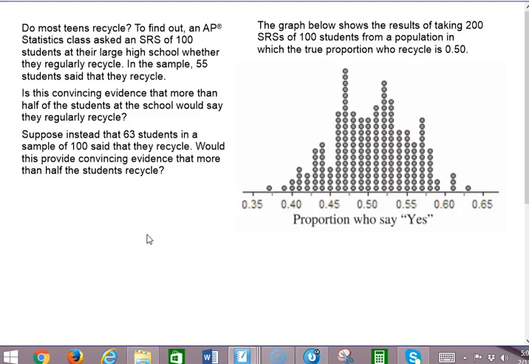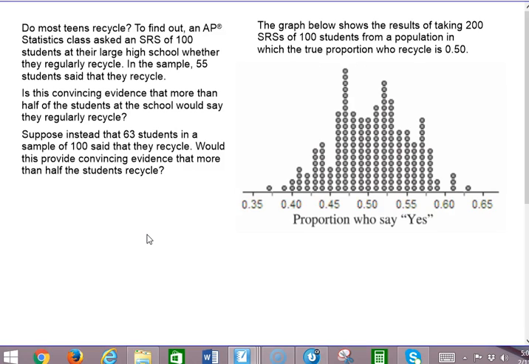We are going to revisit a problem that we looked at back in Chapter 5, now that we have more information from Chapter 7 and Chapter 9. Particularly, we want to look at the meaning of the p-value in more depth. So here's the problem. Do most teens recycle?